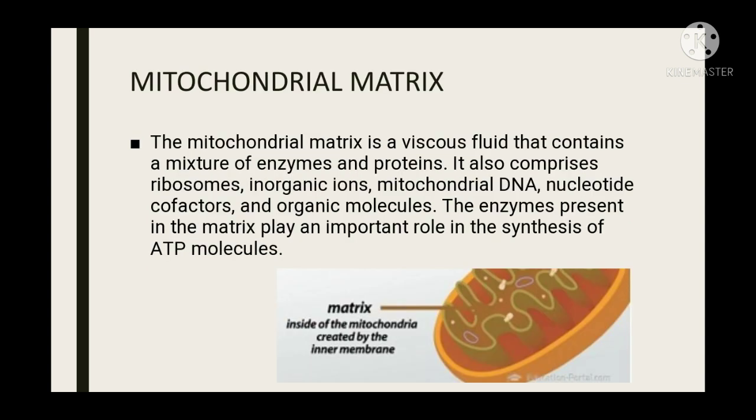Mitochondrial matrix. It is a viscous fluid that contains a mixture of enzymes and proteins. And as I discussed in the previous slide, mitochondria has its own DNA and its own ribosomes. And the enzymes present in the matrix play an important role in the synthesis of ATP molecules, which is needed by the cell.